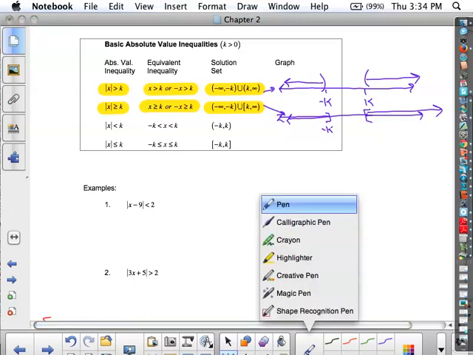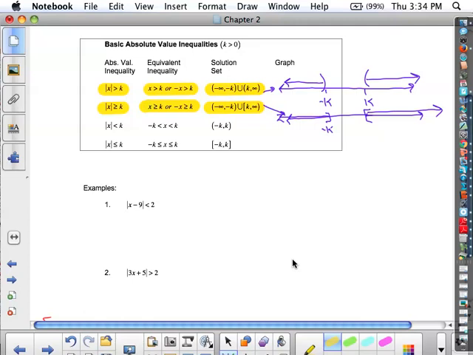Okay, the next one, this time it's less than. The absolute value of x is less than k. So x is greater than negative k and less than k, so you end up with 1 region. Okay, on this number line, I have minus k and I have k. So the solution region is here between minus k and k.